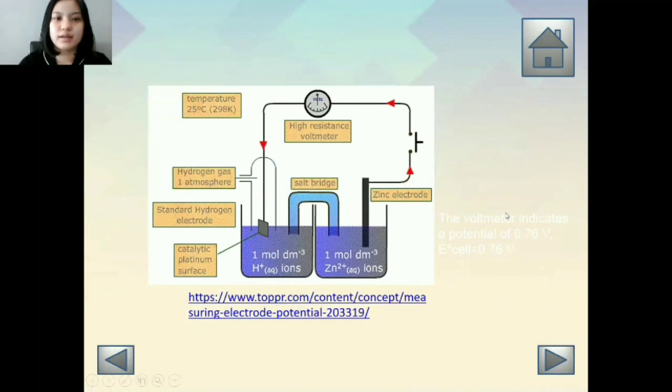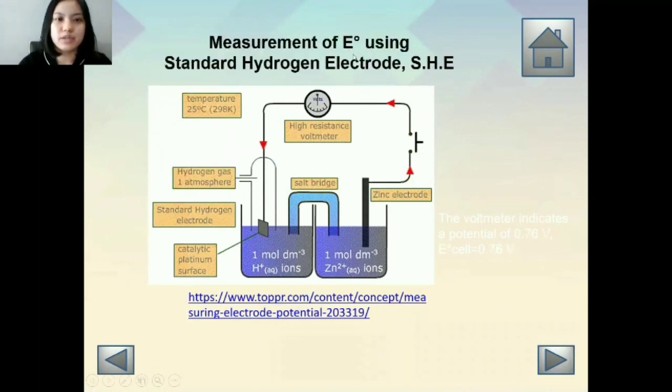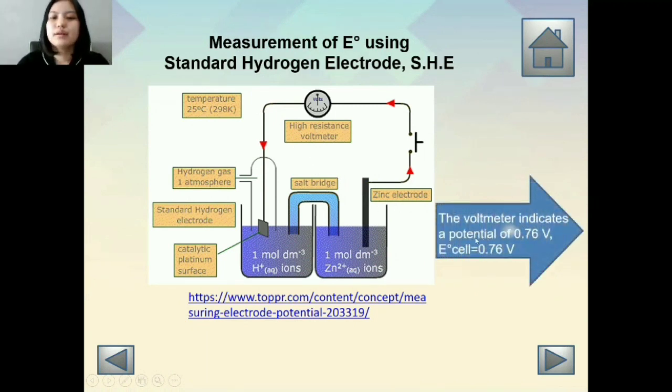Okay, look at here. This diagram shows the measurement of E naught using the standard hydrogen electrode. This is the standard hydrogen electrode at 1 atm, using the standard temperature, voltmeter, and the zinc electrode. The voltmeter indicates a potential of 0.7 volt. Therefore, the E naught of the cell is equal to 0.7 volt.